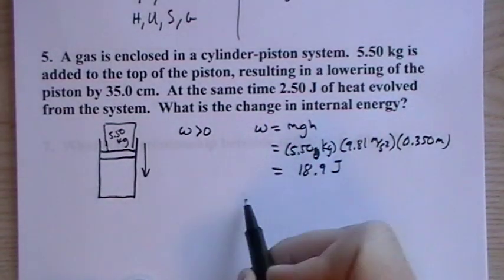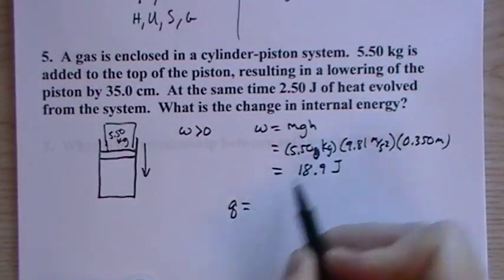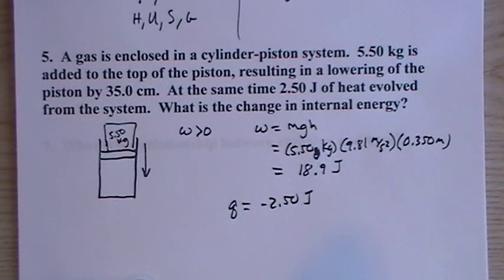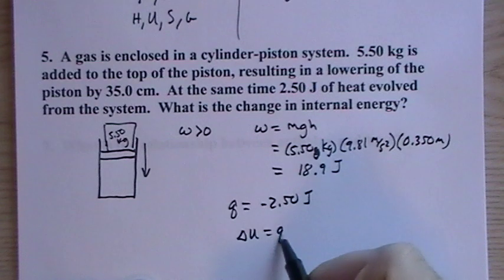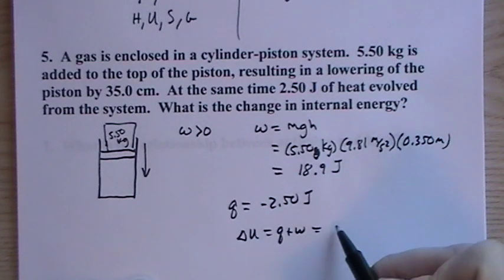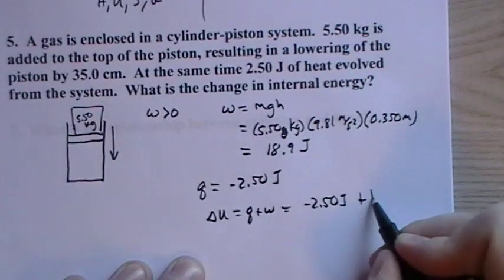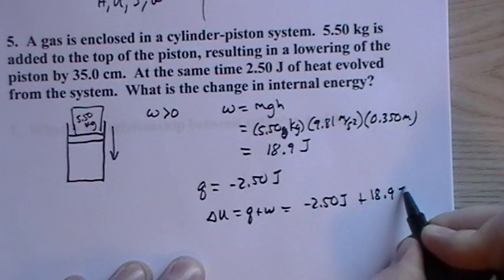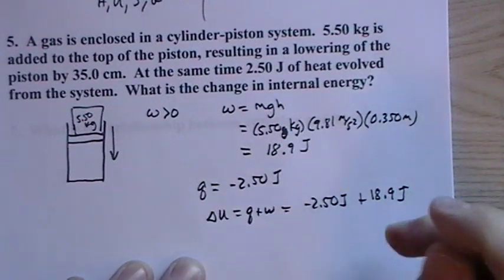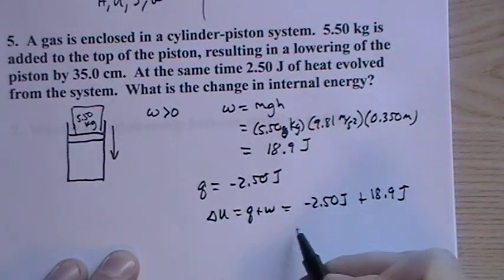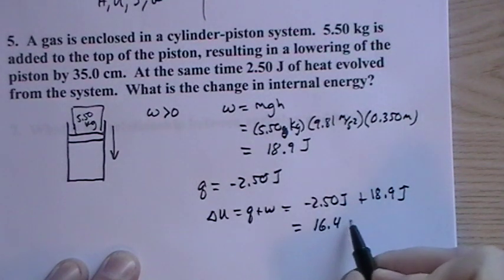And then it says at the same time heat evolved. Q, heat evolved, that means it left the system, so it should be negative. And then the internal energy is Q plus W, so Q is minus 2.50 and positive 18.9 joules. So you should know the positive and negative signs for heat and work, how they work, what happens to the system during those processes, negative and positive. This is 16.4 joules.